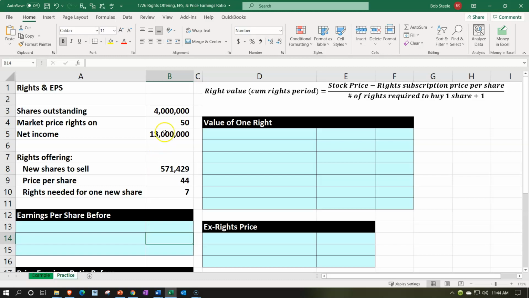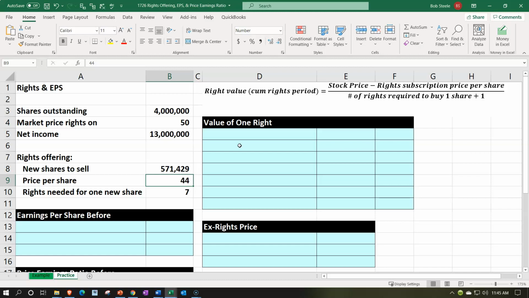So we're going to imagine the shares outstanding are 4 million. The market price, rights on, is going to be 50. The net income for the company, we're going to say, is $13 million. Then we have a rights offering. We're going to assume that in the rights offering, the new shares to be sold are 571,429 new shares. The price per share is going to be 44. That's the discounted price at which they're going to be sold. And the rights needed for the new share are going to be 7. So it takes 7 rights in order to buy a share at the discounted price.